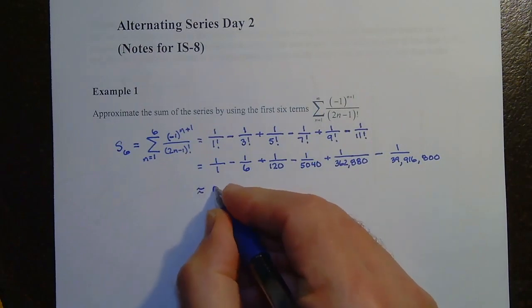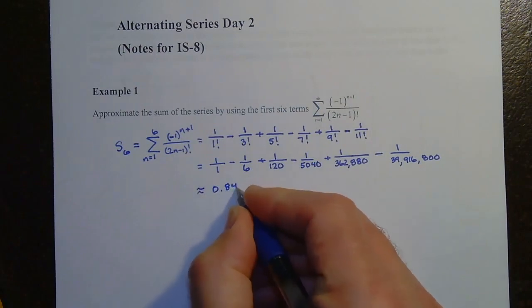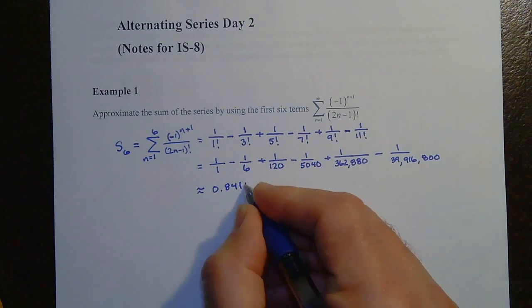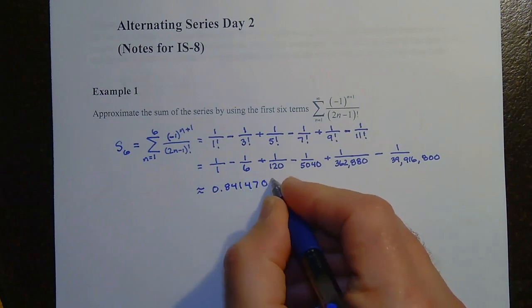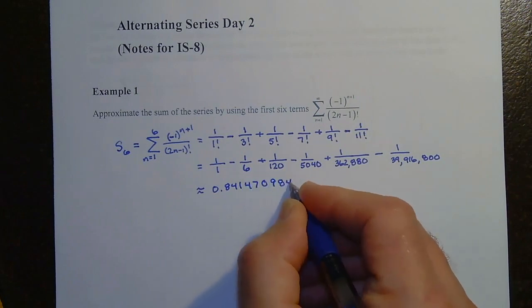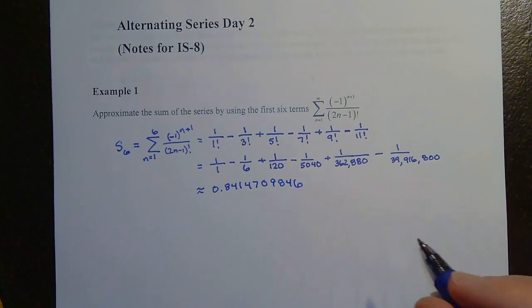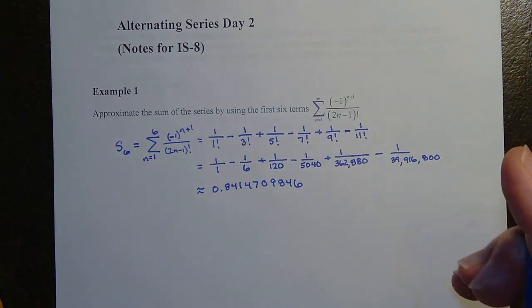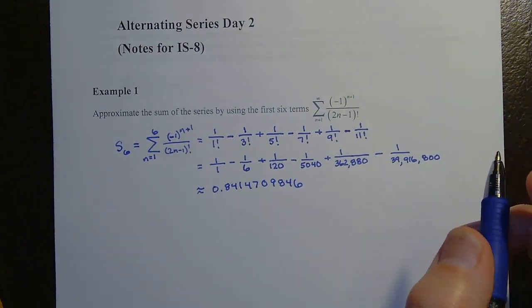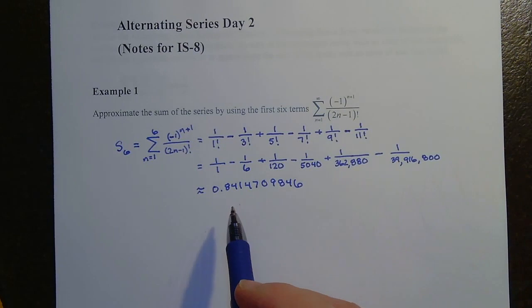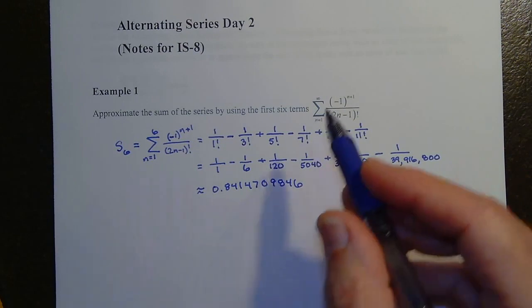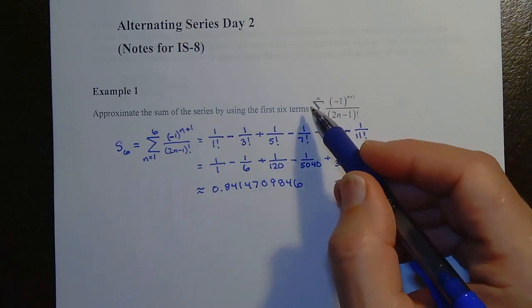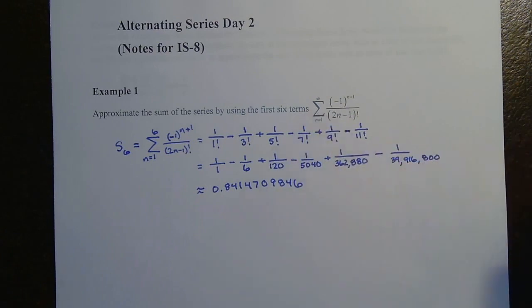So it's 0.841147098446, and I'm sure it goes on. Okay, but that's the first 9 digits. So what does this mean? This is the sum of the first 6, and that's an approximation for the sum. But how close are we, right?